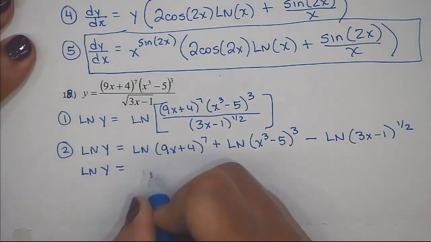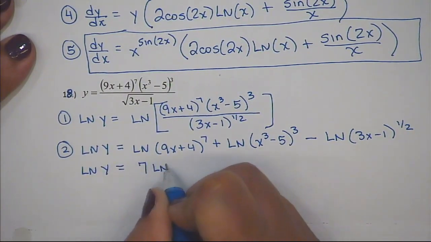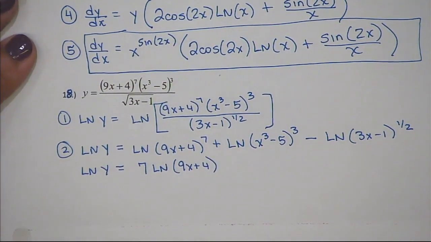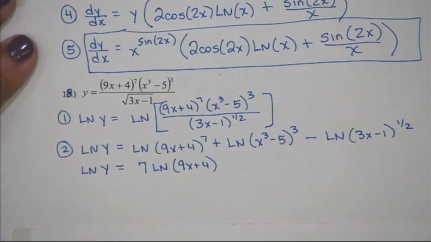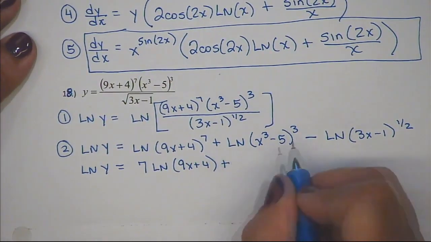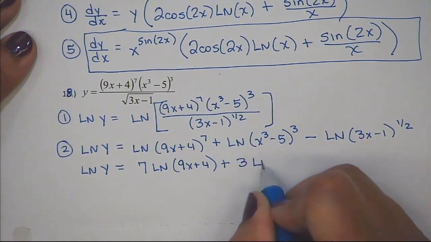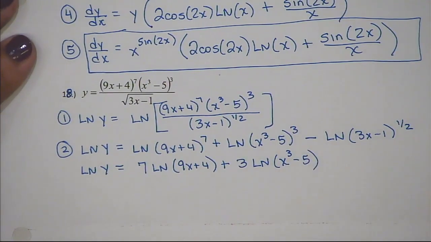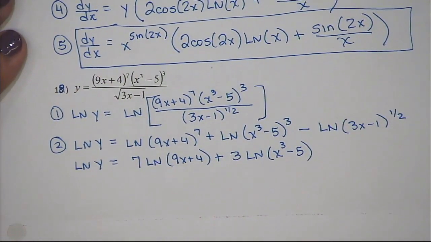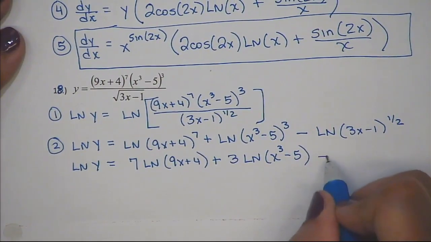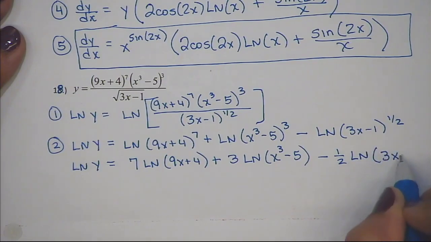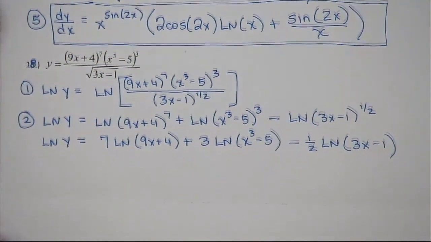So natural log of y equals, bring the 7 out front of that term. So 7 ln of (9x plus 4), plus, bring the 3 out front of the middle term. So 3 natural log (x cubed minus 5), minus, and then bring the 1/2 out front of that. So 1/2 natural log (3x minus 1).